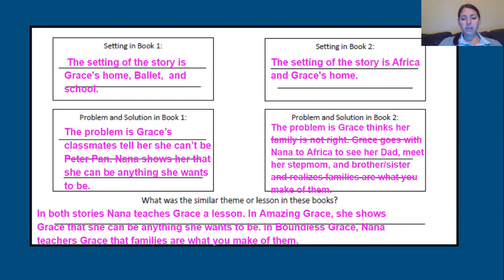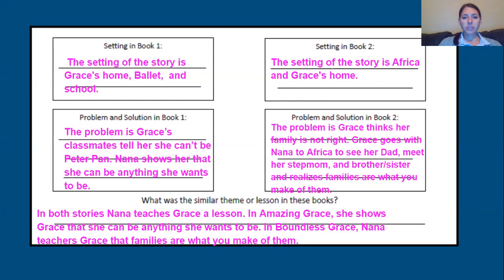So what was a similar lesson or theme in both stories? In both stories, Nana teaches Grace a lesson. In Amazing Grace, she shows Grace that she can be anything she wants to be. In Boundless Grace, Nana teaches Grace that families are what you make of them by taking her on a trip to Africa to meet and see her family there in Africa.